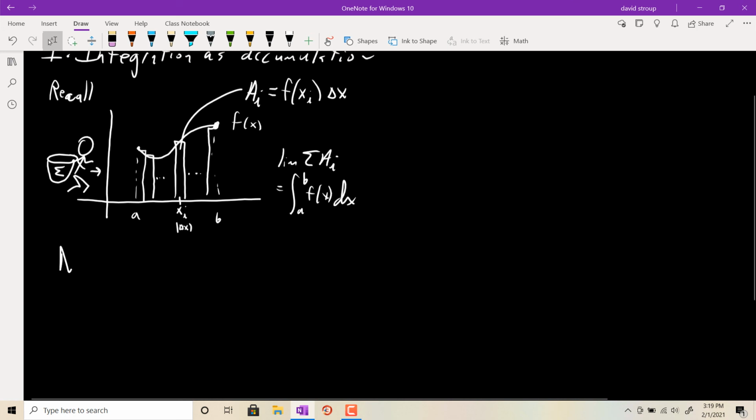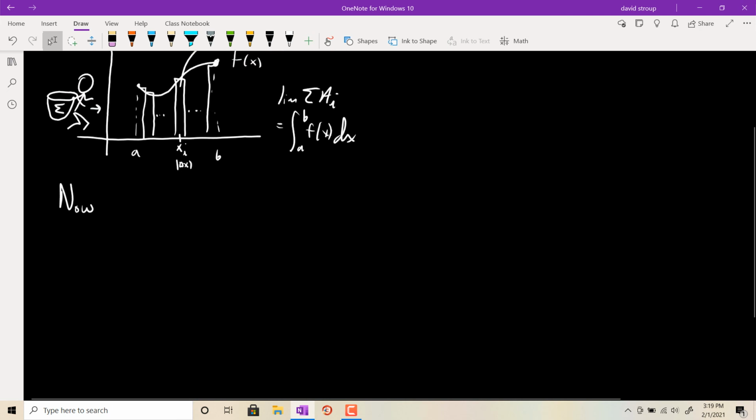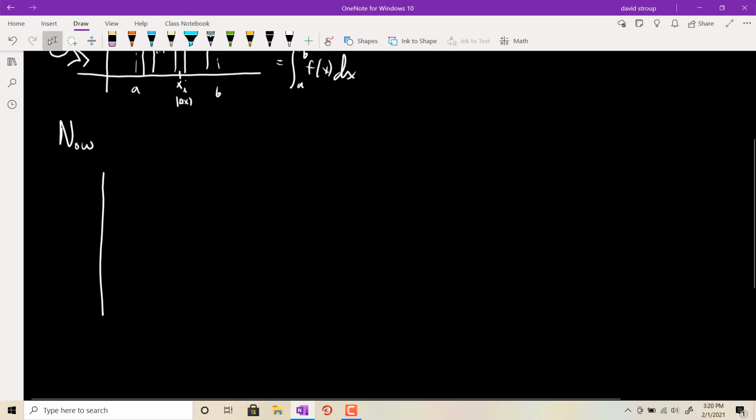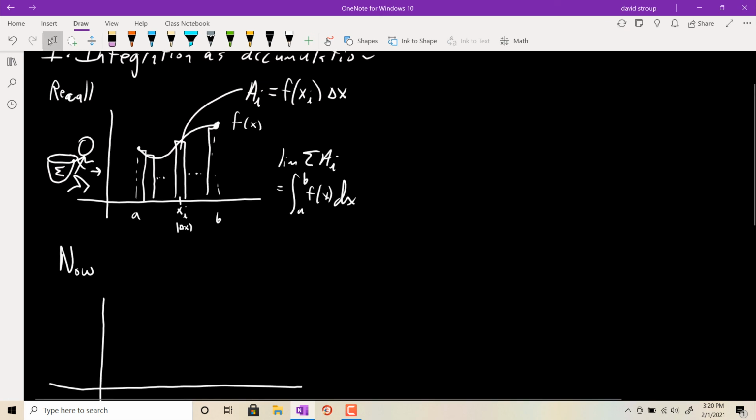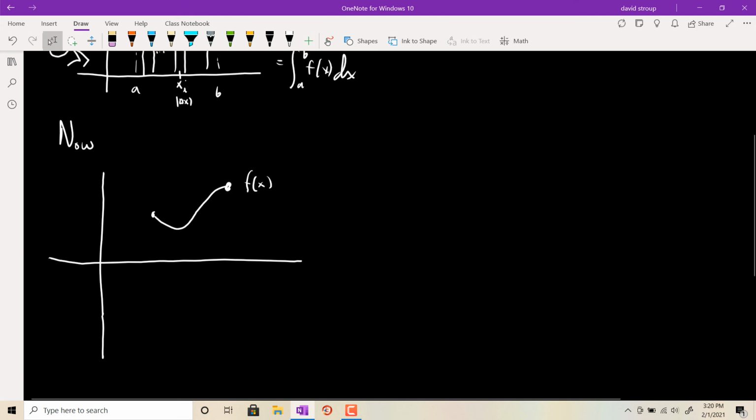Now what we're going to do is reimagine this a sub i as representing a volume. I'm going to have to extend the picture a little bit now, because what we're going to be doing is rotating that region about the x-axis. We'll use the same curve here, f of x again. It drops down and then it goes back up. So there's our f of x, and it's the same region we're working with.